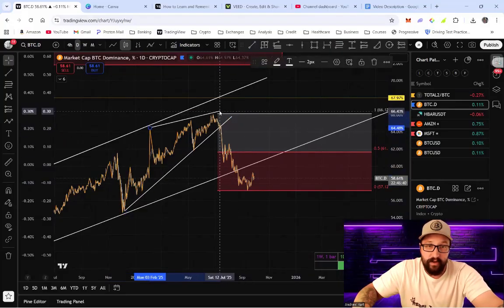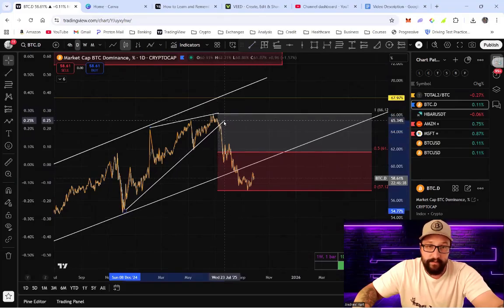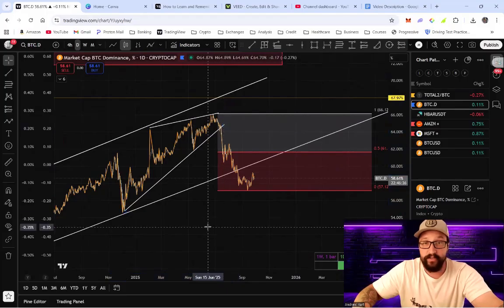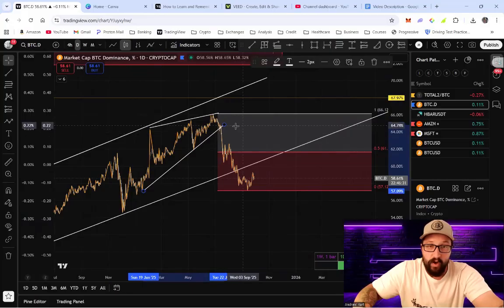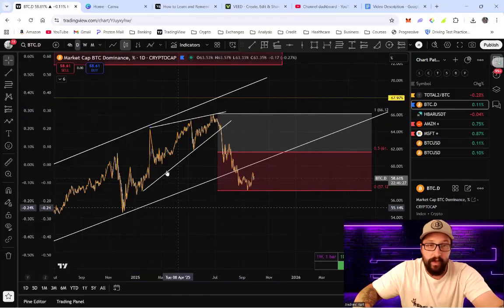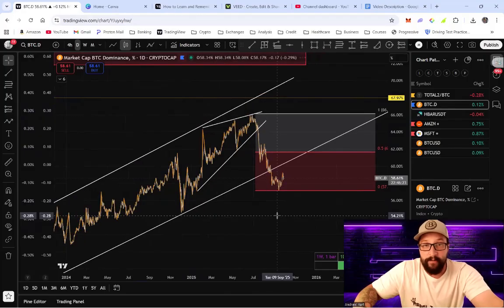Now, these patterns can be drawn many different ways. Effectively, you're just going to have to go in and practice yourself. I don't think that any particular way is right or wrong. These are just patterns that play out in the market over time. So we had this ascending wedge that was playing out for quite some time, indicating that potentially we were going to see a breakout to the downside.